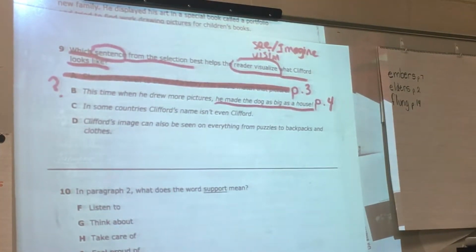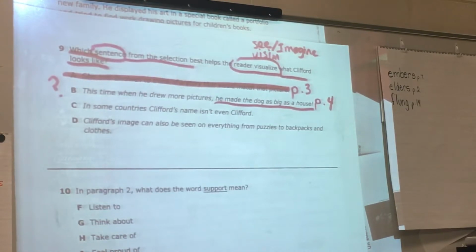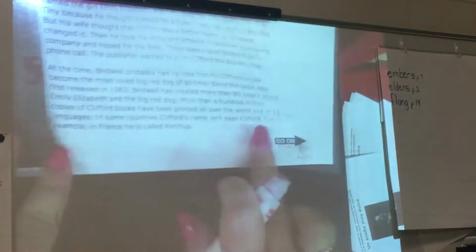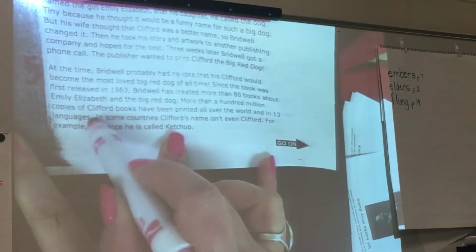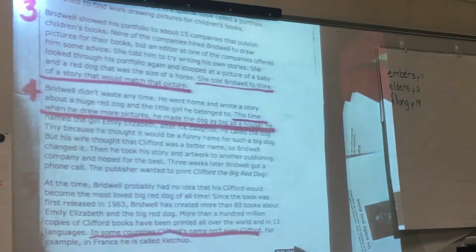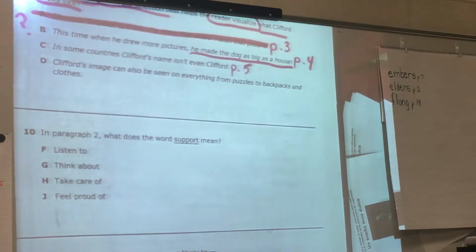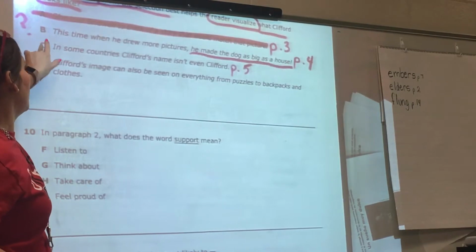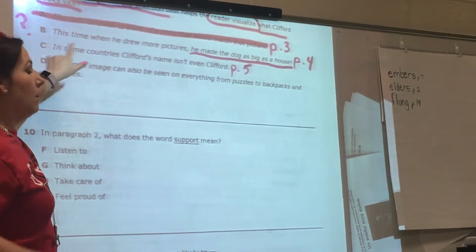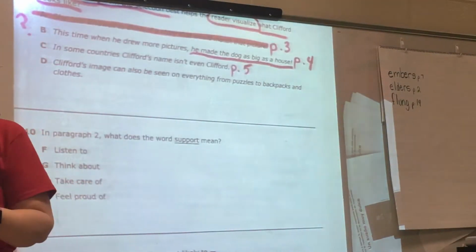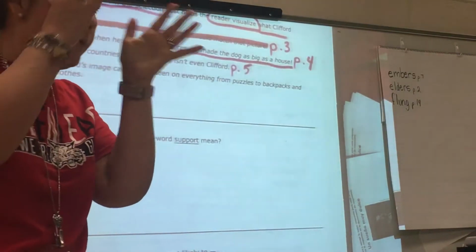So hold on. Somebody tell me where it is. Paragraph 5, last sentence. Thank you for telling me that again. Paragraph 5, the sentence before the last one: In some countries, Clifford's name isn't even Clifford. It's called ketchup. Because we know that one was wrong, this is a maybe. We're still checking, it doesn't mean that's the answer. Does anything in this sentence tell me how I can visualize him?